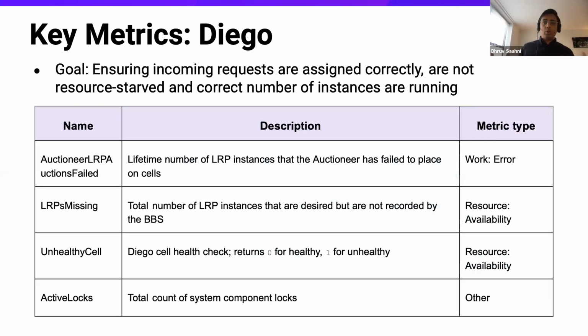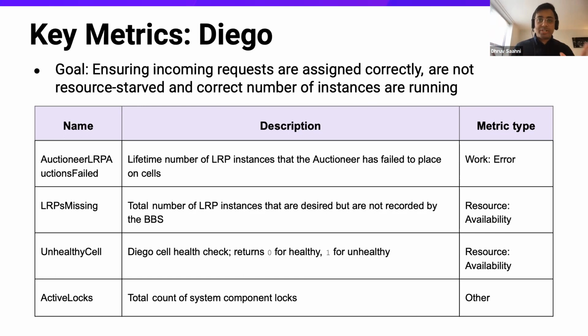So what's our goal here when we try to monitor Diego? Well, we're trying to ensure that all the incoming requests are assigned correctly, first of all. Second of all, they're not resource starved, so you're not running out of any resources. And third, the correct number of instances are running at any given time. If you've set a replication factor of, let's say, 10, obviously you want to ensure that 10 instances are always running at a given time, right?